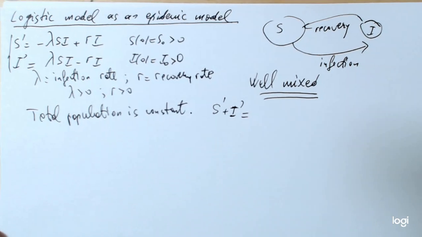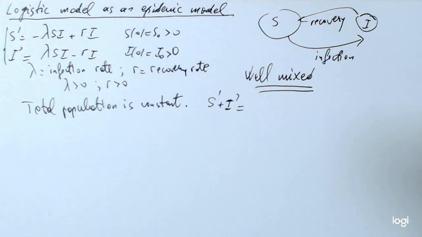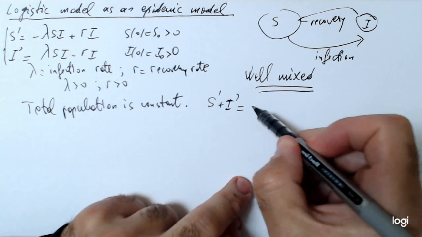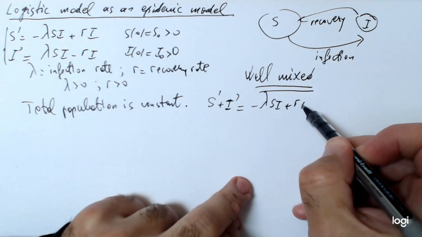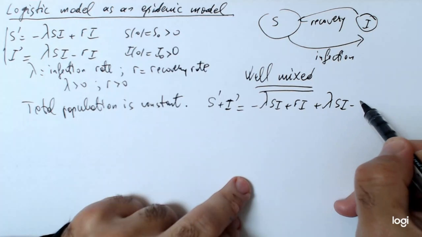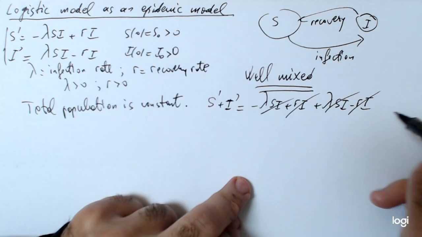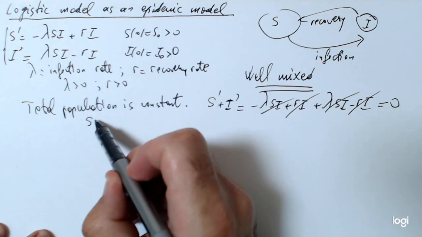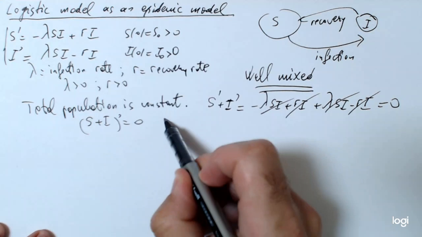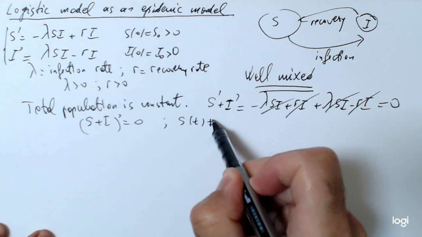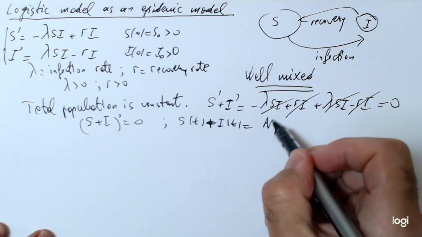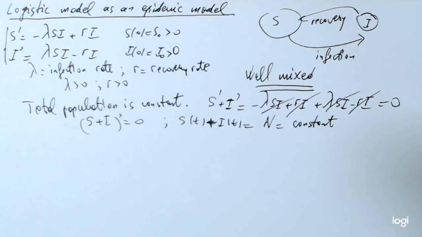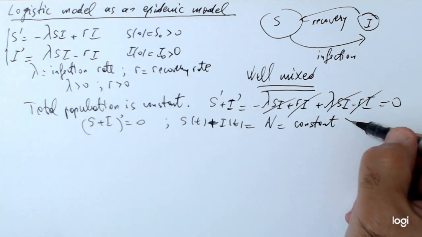We'll talk about flawed models later. But if you know that your population should be constant, if your modeling makes sense, then if you add the two derivatives, the equations should cancel out. Because constant population means that the derivative of the total population should be 0. So if (S plus I)' is 0, that means S(t) plus I(t) equals N, which is some constant, obviously positive.